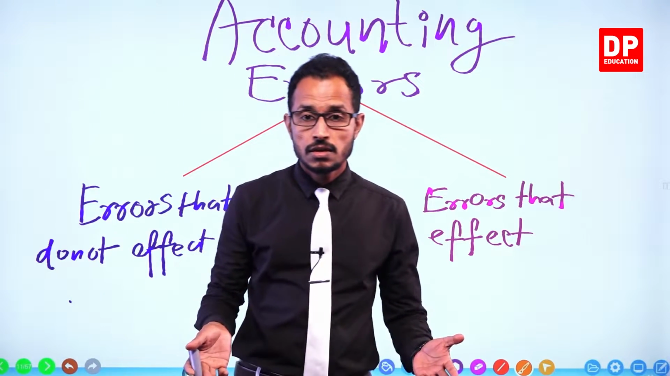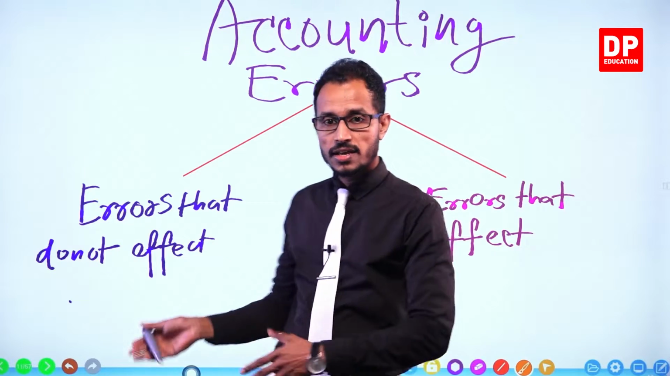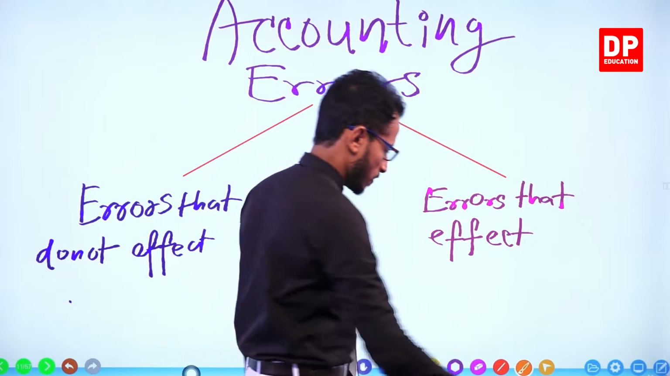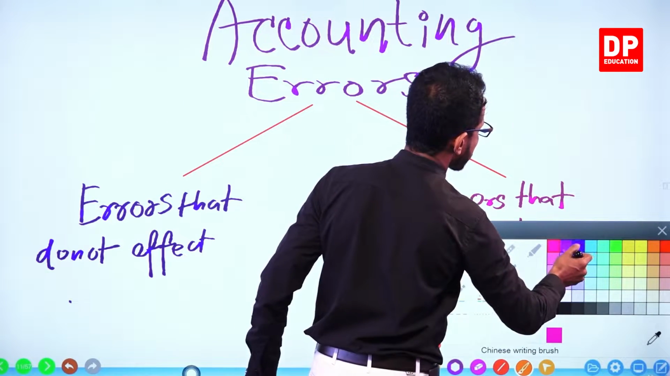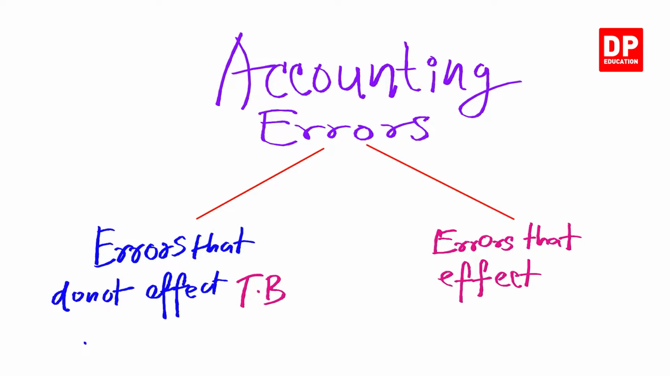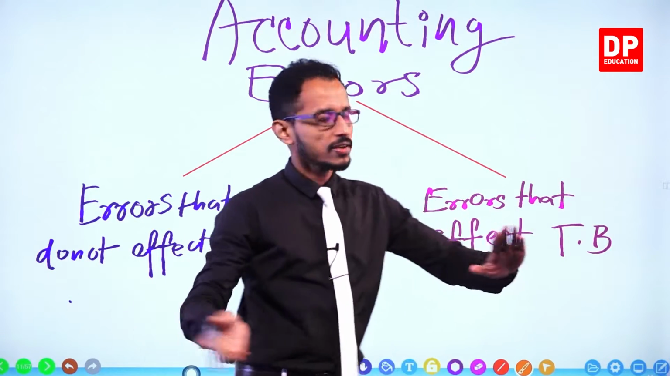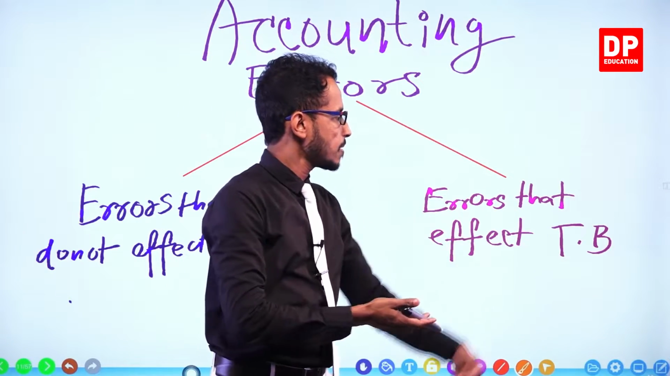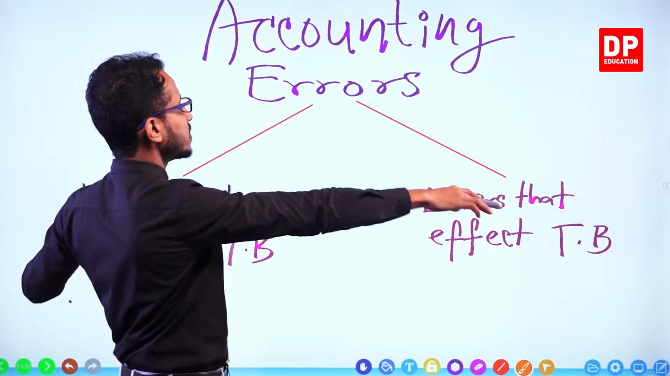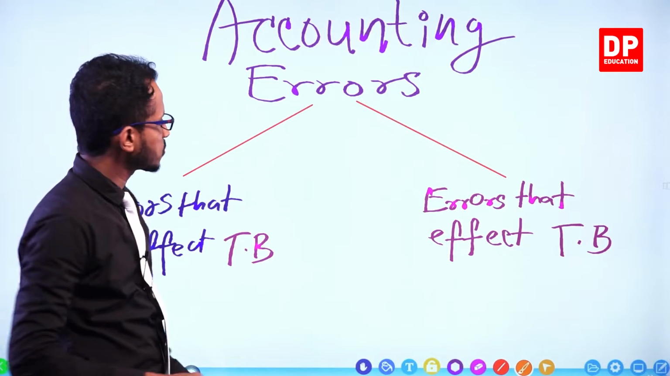Errors that do not affect what? Errors that affect what? The trial balance. Errors that do not affect the trial balance, then we have errors that affect the trial balance. Accounting errors are divided into these two main groups.